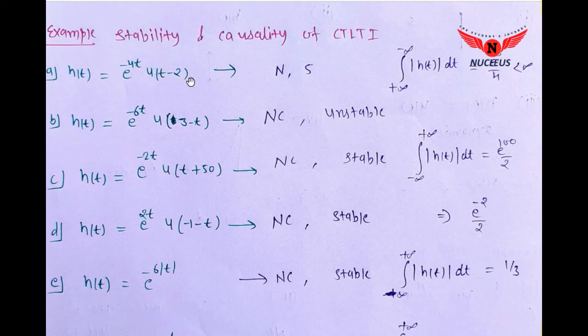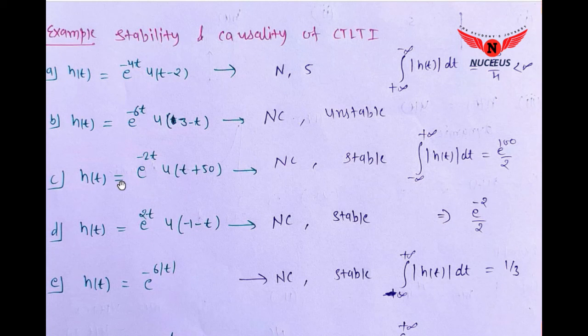So this function is causal because u(t minus tau) is the right shifting case. So for t less than 0, it is 0 already. So this is a causal function and this is stable because the integration of mod h(t) is bounded, or it is absolutely integrable. Next is h(t) equal to e to the power minus 6t u(3 minus t). This function is not causal and this function is also unstable.